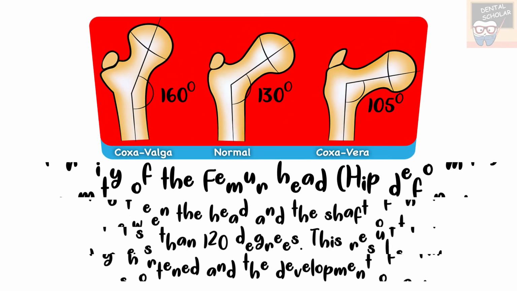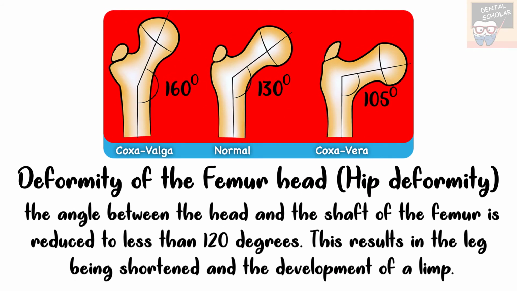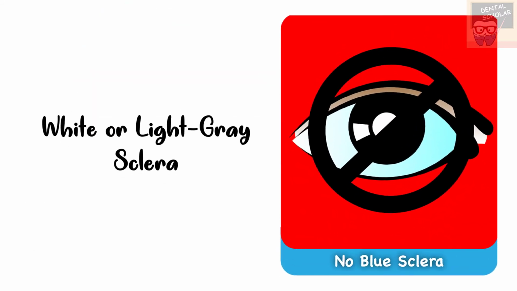Next is coxa vara of the femur head. So what it means is that the angle between the head and the shaft of the femur is reduced to less than 120 degrees. So this would result in the leg being shortened, and also there is a development of limp. The sclera appears white or light gray.